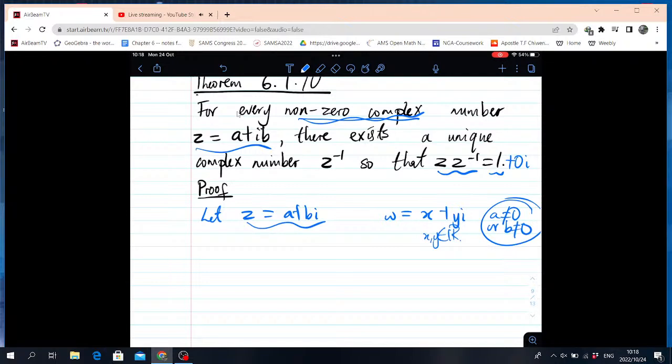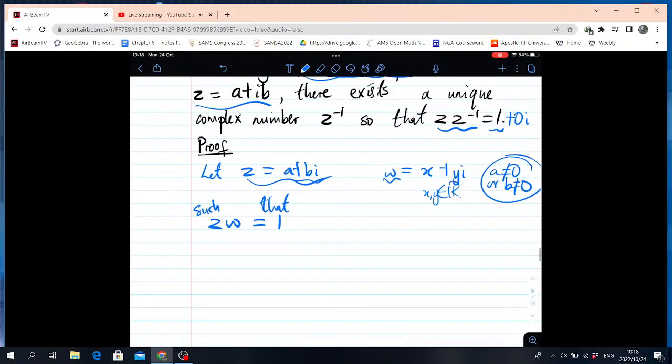And so what we want to check is, can we find some w such that zw is equal to 1? This is what we want to check. So we want to check if it's going to be true for any z that you have picked, so any arbitrary a, b such that a is not equal to 0 or b is not equal to 0.